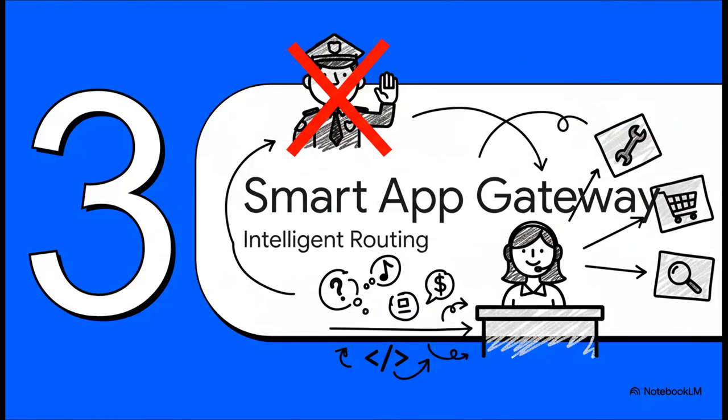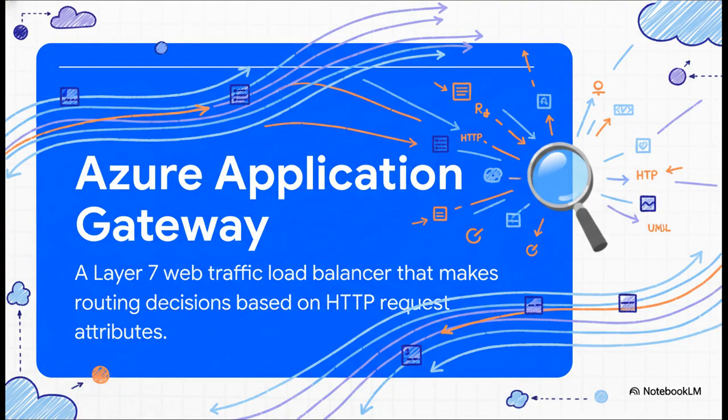On to Section 3. So, what happens when a simple traffic cop just isn't enough? What if you need someone smarter at the front desk? Like a really good receptionist who knows exactly what each visitor needs and can send them to the perfect person to talk to. Well, for that, you need the Azure Application Gateway. This thing is our intelligent traffic manager. It works at Layer 7, the application layer.